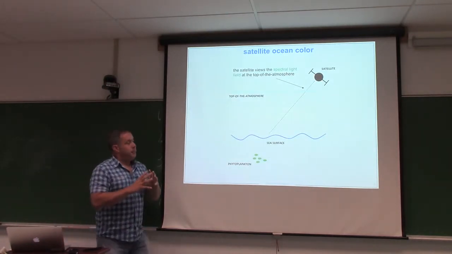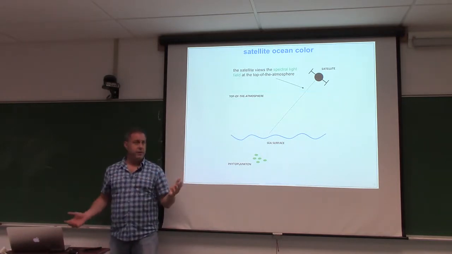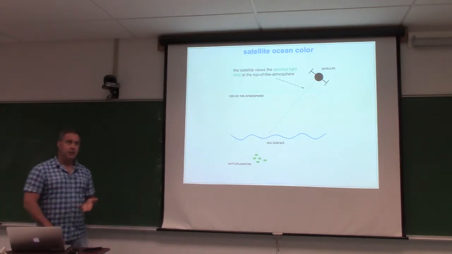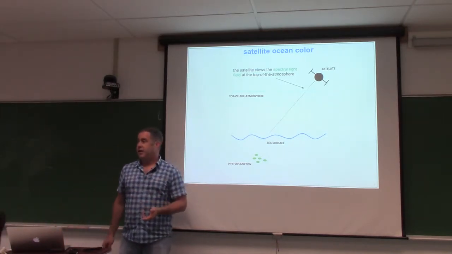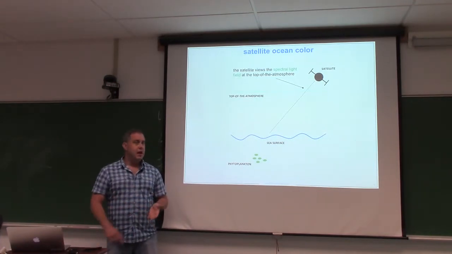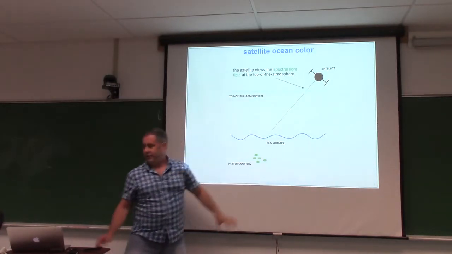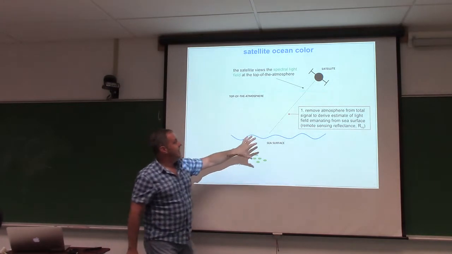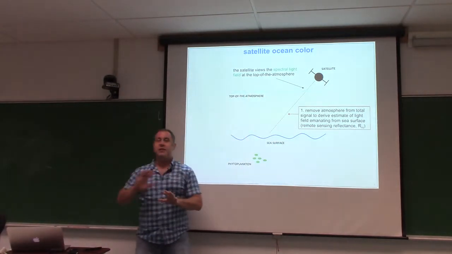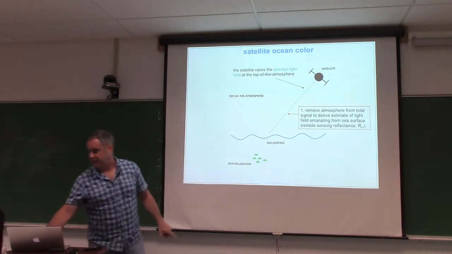Looking at this another way, the satellite is viewing a spectral light field, but it's at the top of the atmosphere. So it's not just the ocean surface. It's not just light reflected off of the ocean. It's everything. Absorbing aerosols have a contribution here, clouds, anything in the way is our noise. And so we want to get rid of it. Step one is to take all of the signal that the satellite measures and get rid of as much as we can, so all we're left with is what's coming out of the sea surface.